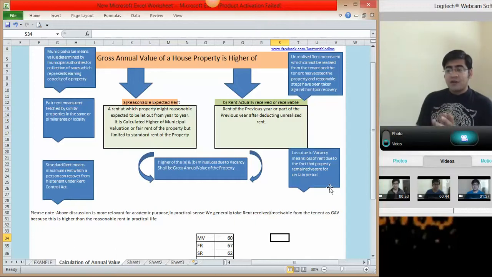But when we talk about unrealized rent, somebody has occupied the property but has not paid the rent. So while calculating the actual rent received or receivable, we have to deduct this unrealized rent. Once we have arrived at figure A and figure B, we compare them, and the higher of A and B minus loss due to vacancy shall be your gross annual value.